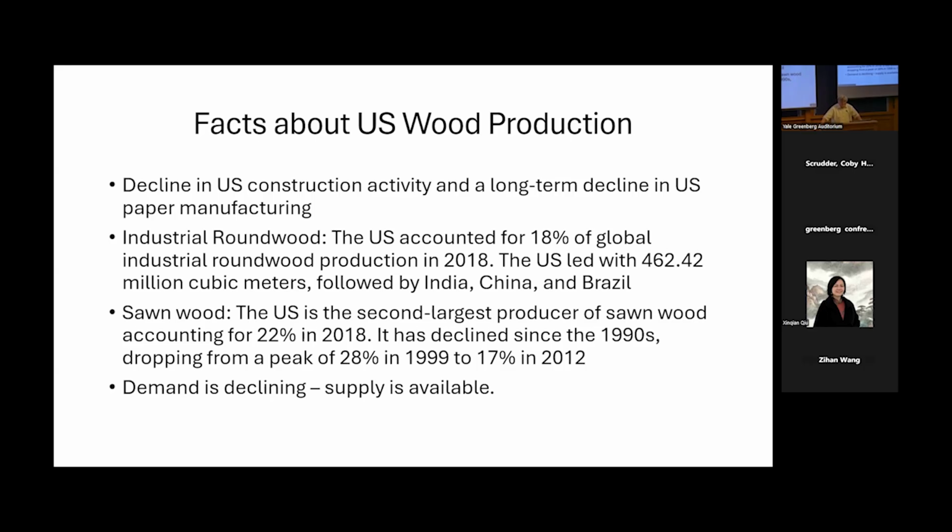Sawn wood has fluctuated. It was 22%. In 1999, it went up to 28%, and then in 2012, 17%. It's volatile. Pulp is volatile but declining. Though the supply is there, the demand is not.